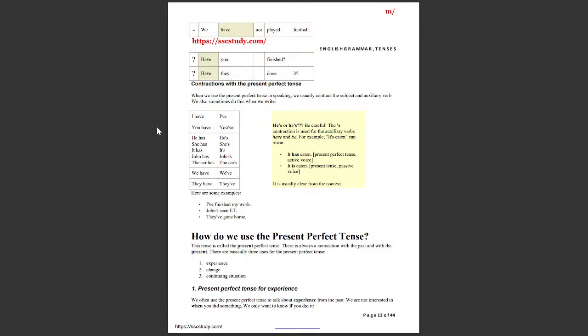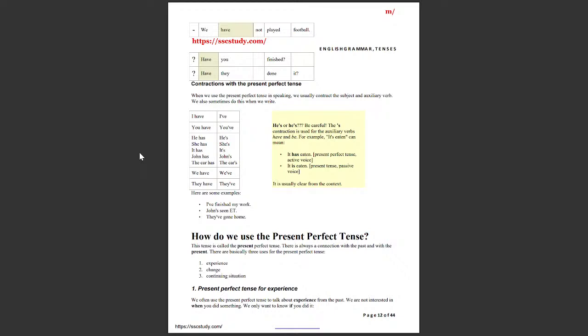And we have one more negative sentence here. We have not played football. Okay, we have not played football. So this is what. And question sentences: have you finished? Have they done it?